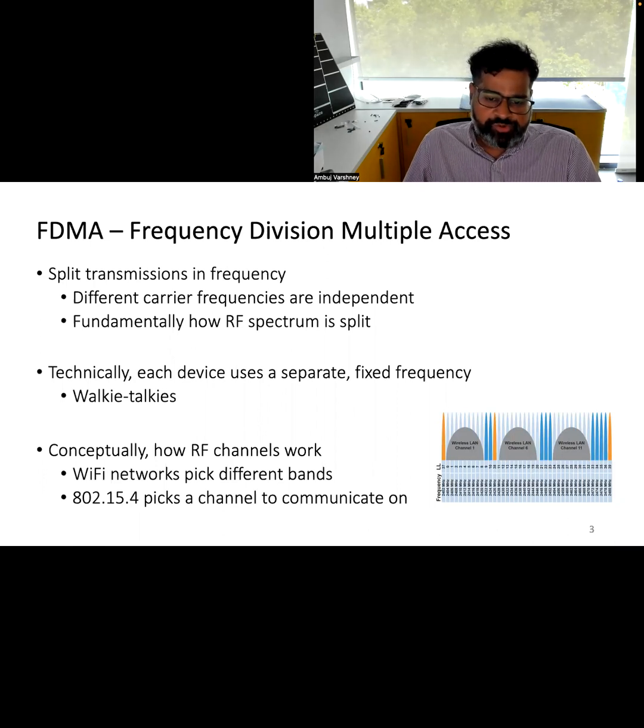Another example is Wi-Fi and Bluetooth devices, whose frequency allocation looks something similar to the figure presented on the slide. If these devices pick channels which are not overlapping, then they can communicate without interfering with each other. So if two Wi-Fi devices pick channels that are not overlapping, or a Bluetooth and a Wi-Fi device pick channels that are not overlapping, they would not interfere with each other's communication. So we are separating them in frequency. And that's the key idea for frequency division multiple access.